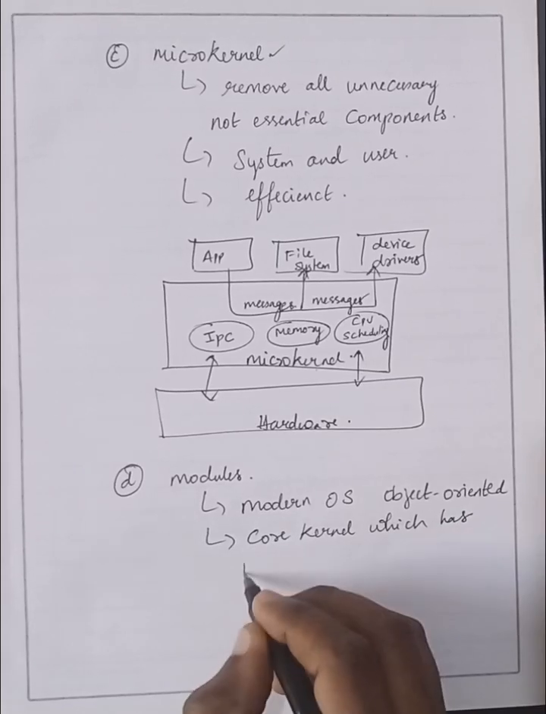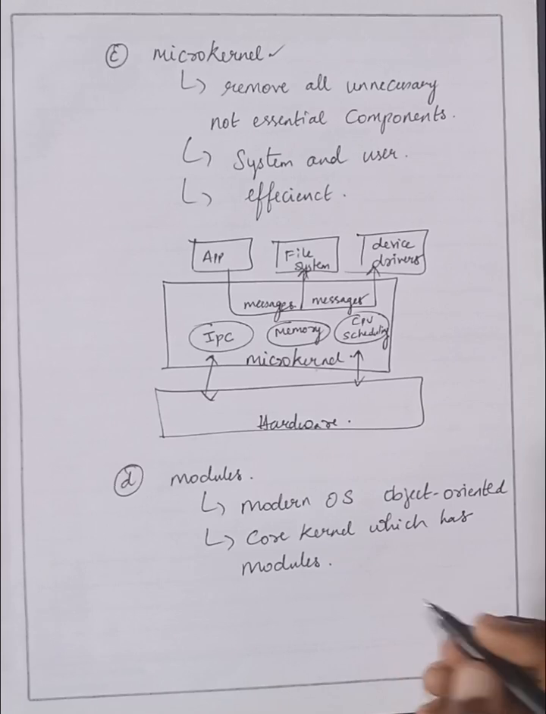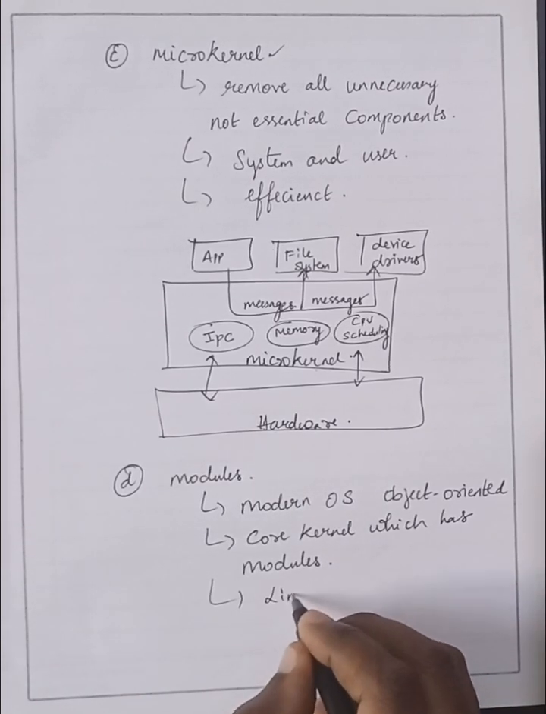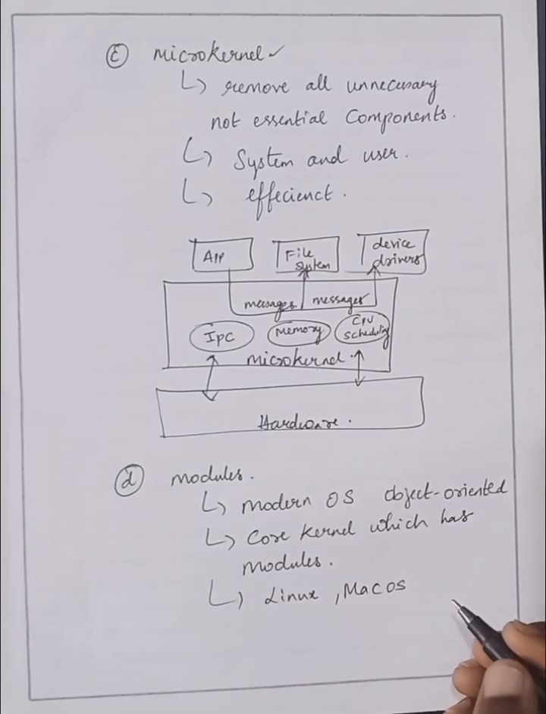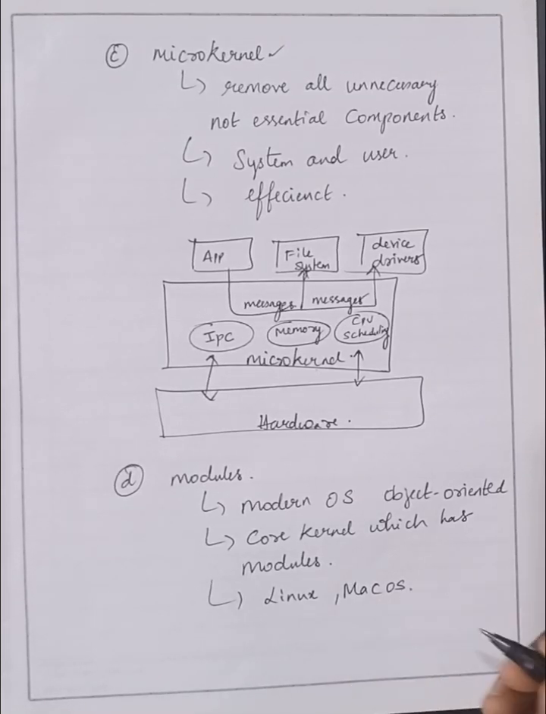Modules means divisions. Each module will work in a different way. For example, Linux, Mac OS, and Solaris all come under this module-based operating system. So these are the four types of operating system structure.